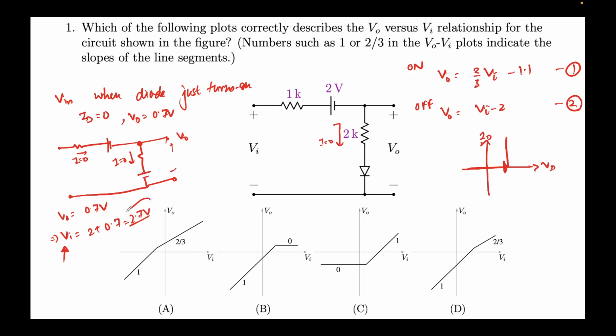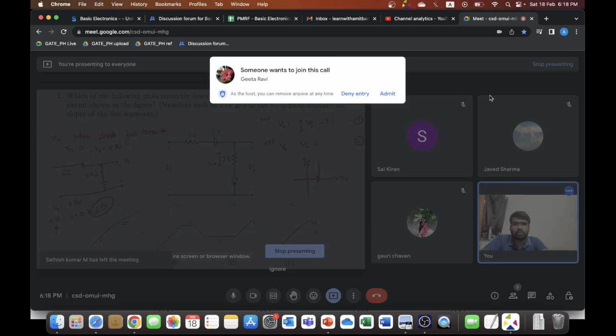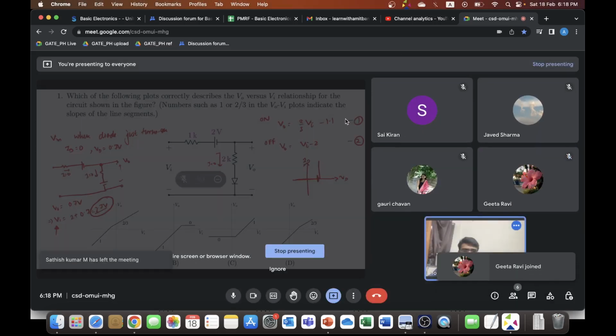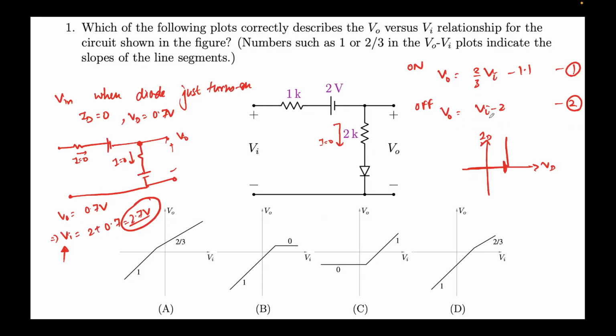So this is the turn on voltage, 2.7 volts, and these are the two expressions. Let's now try to plot whatever information we have. We know that for V in less than 2.7 volts, the expression should be V naught equal to V i minus 2, right? This means it's a straight line with slope equal to 1, for V in less than 2.7 volts.